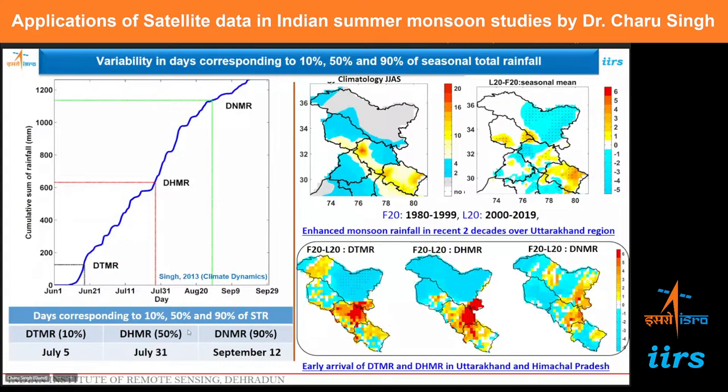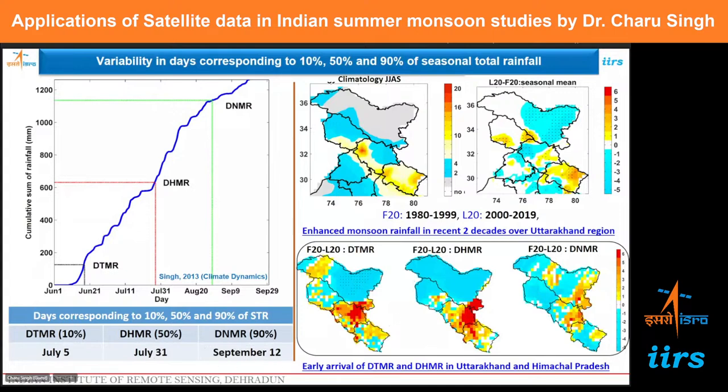About 50% of the seasonal total rainfall over the northwestern Himalayan region is received by July 31st. So the July season remained very, very active, likewise August as well. But in the September season, we received less rainfall over this region, and 90% of the monsoon season rainfall was received by September 12th.